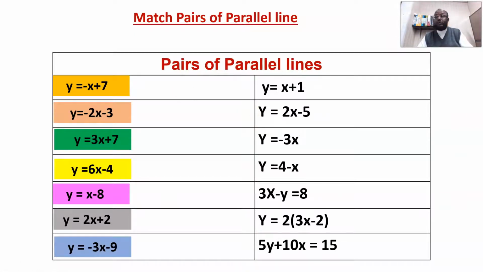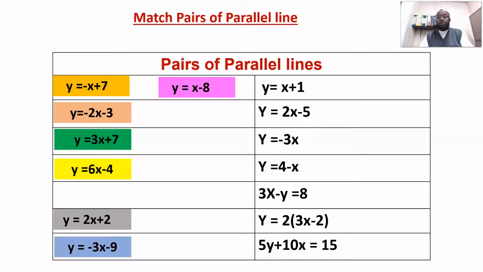Fine. I think you have tried, so let's do it together. Let us start from here. x plus 1. The gradient of this one is 1. Is there anyone which has a gradient of 1? Yes, that one has a gradient of 1. The intercept can be different as we have seen.